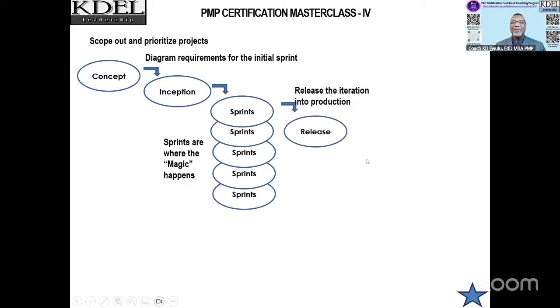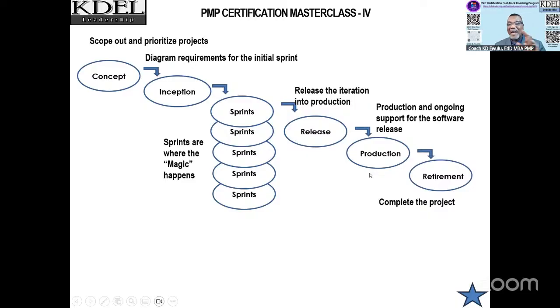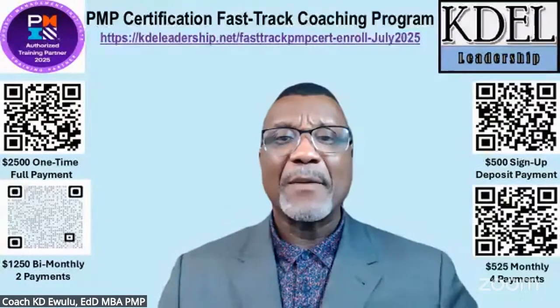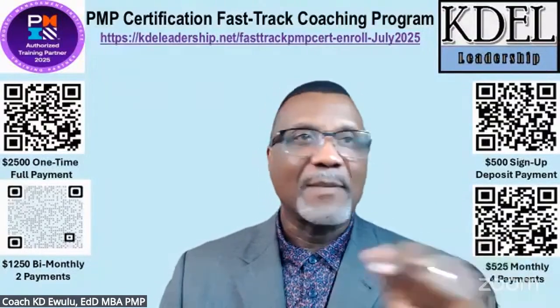That's the release. And then straight from the release, you're going into production and ongoing support for the software release. Once you finish that, you're going into retirement. You're completing the project right now. So that fifth one is production, and then the final one is retirement. You are completing the project. All right. So let's look at a few advantages and disadvantages of agile project management.